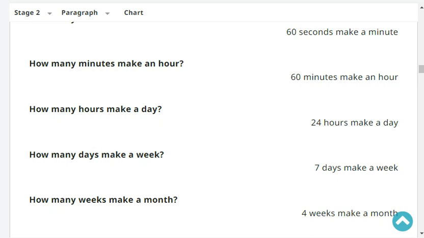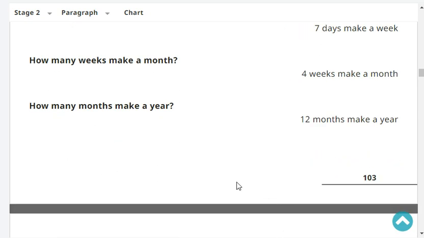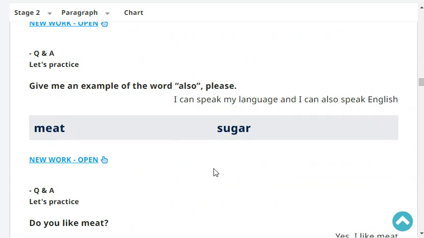How many days make a week? 7 days make a week. How many weeks make a month? 4 weeks make a month. Very good. Okay. How many months make a year? 12 months make a year. Very good. Give me an example of the word also.